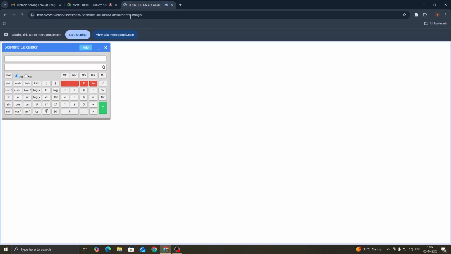Then I'll try to show you some calculations which would be somewhat difficult. For example, calculating the value of e raised to power 2.5. So how will I calculate that? First of all, I have to type in 2.5. Then I'll use this particular button, e power x. Directly, I'll get the value of e power 2.5 as 12.1842249.